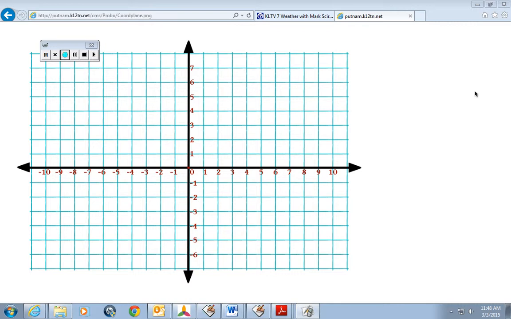Okay. Now, I need to test the point. I'm going to pick the point 0, 0 to test. I'm going to replace both x and y with 0. Is 0 less than or equal to negative 5? No, 0 is not. This is not true. So since this point right here is not true, I'm going to shade everything on the other side. So if it's not true, you shade on the opposite side.